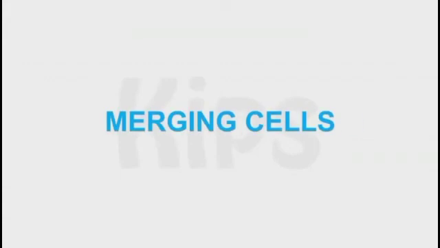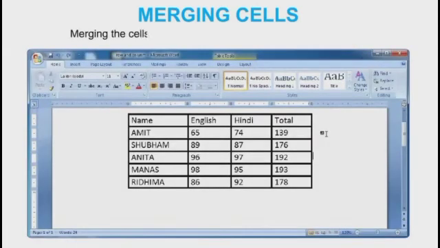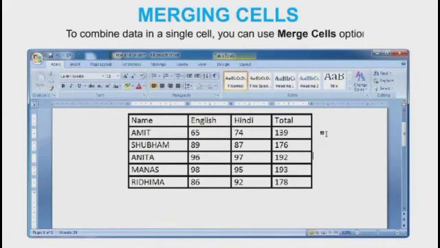Merging a cell. Merging cells provides a way to consolidate data in one cell. To combine the data in a single cell, you can use the Merge Cell option.